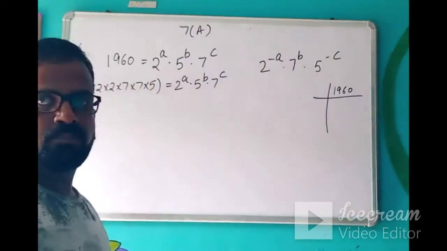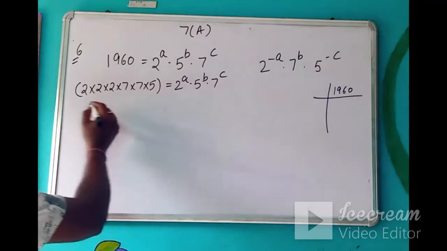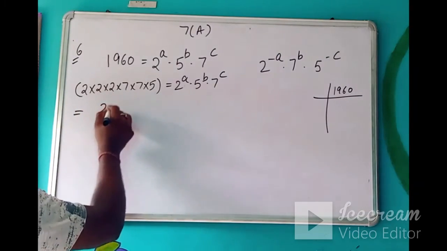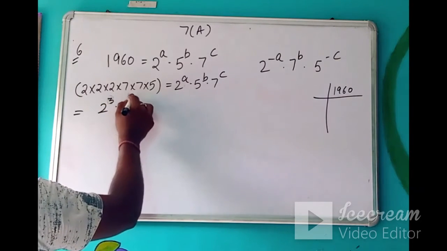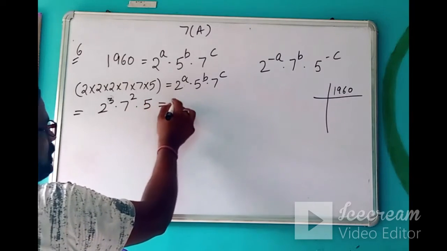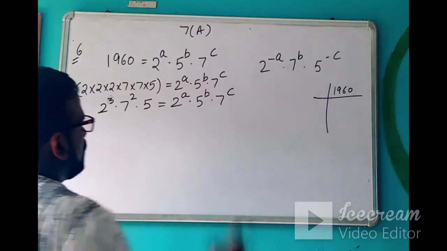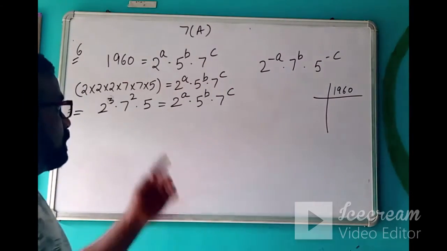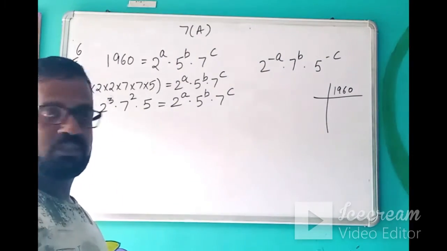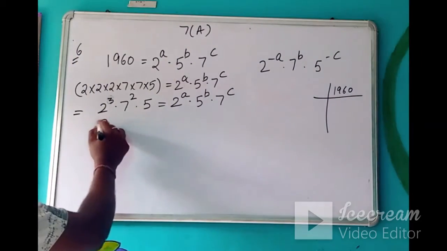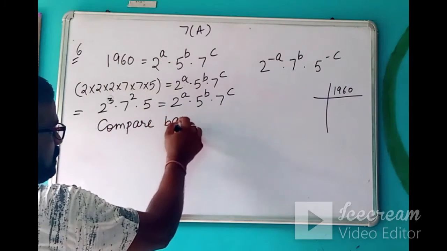That you have already done in the previous class, so I am not showing it. So this you will get. Then we will write it in terms of powers, so it becomes 2 to the power 3, 7 square into 5. In order for the left hand side and right hand side to be equal to each other, we will compare their bases.